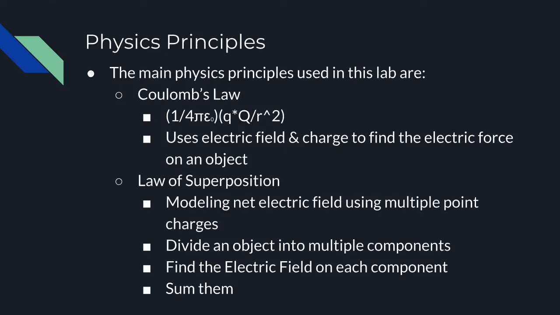concepts. The main physics principles used in this lab are Coulomb's law, which allows us to use electric field and charge to find the electric force on an object using the given formula. The other principle is the law of superposition, which allows us to model the net electric field using multiple point charges, and this is done by dividing an object into multiple components, finding the electric field on each component, and then summing them all together.